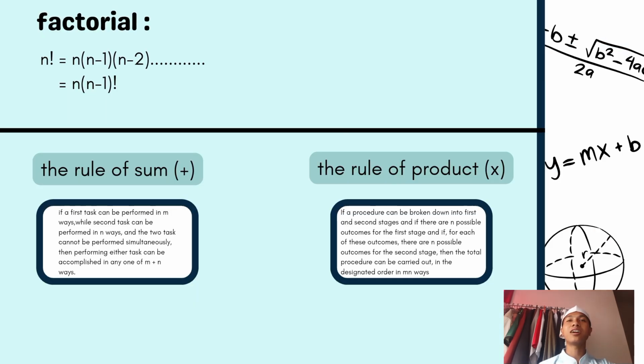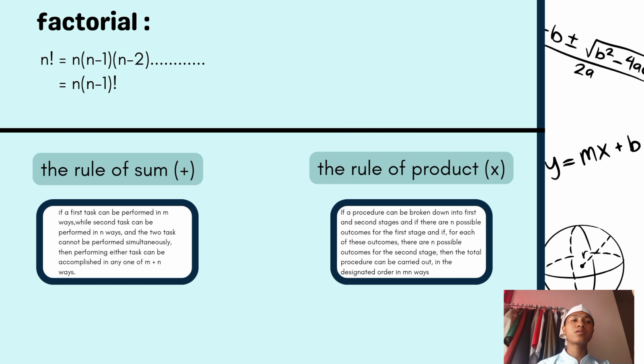Factorial. n factorial equals n times (n minus 1) times (n minus 2), and so on, which is n times (n minus 1) factorial. In permutation and combination also, we relate the rule of sum and the rule of product. What is the rule of sum? The rule of sum is, if a first task can be performed in m ways, while a second task can be performed in n ways, and the two tasks cannot be performed simultaneously, then performing either task can be accomplished in m plus n ways.